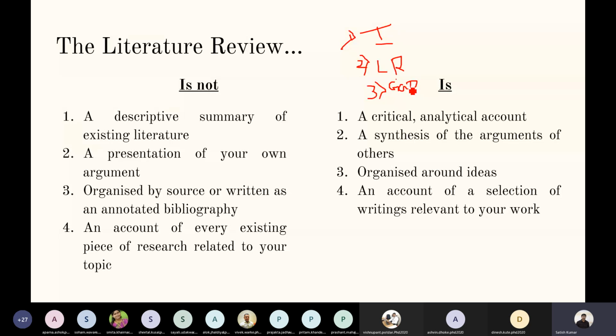And a literature review is not a presentation of your own argument, right? It is a synthesis of arguments, not only criticizing. Like if someone has used steel as a material for manufacturing some item, and it is giving some different property, when I present the critical arguments, it should not be only criticizing the thing. It should be the justification as well.